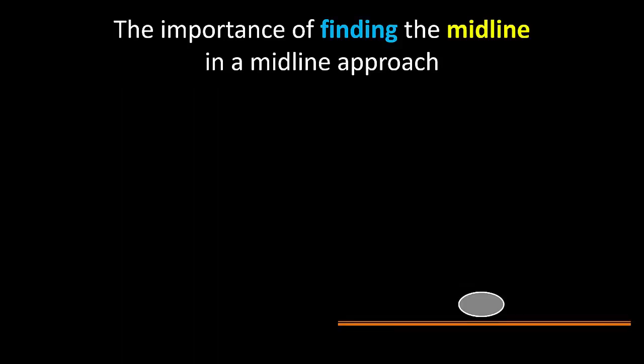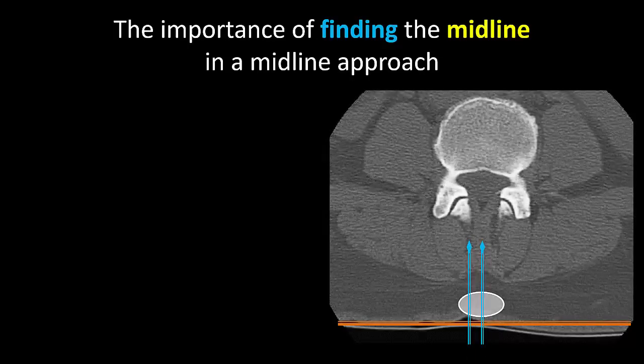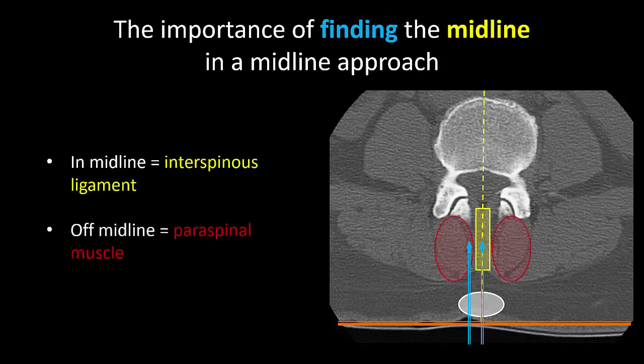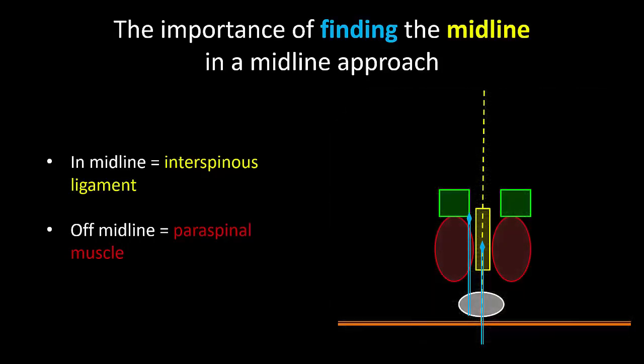So how can we tell if we have put our needle into the true midline or if we're slightly off midline? If we are in the true midline, we will have placed our needle into the interspinous ligament. If we are off the midline, the needle will be in the adjacent paraspinal muscle, and further progress will be impeded by the laminar or articular processes.